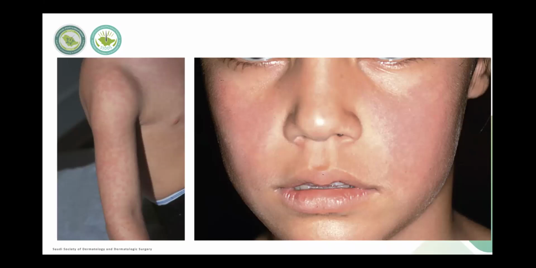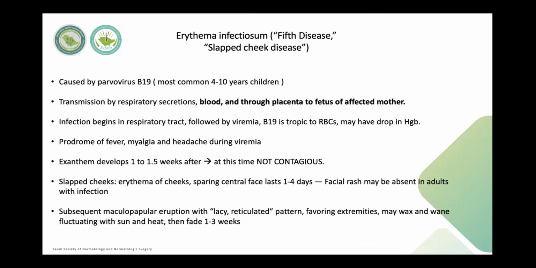So this is basically erythema infectiosum, fifth disease. It's caused by parvovirus B19, transmitted again by respiratory secretion, but also by blood and placenta. And that's very important because we'll come again to the pregnant woman topic. Okay, so as we said, they have the prodrome. After the prodrome of the fever, myalgia and headache, they develop the exanthem, which starts as slapped cheek.